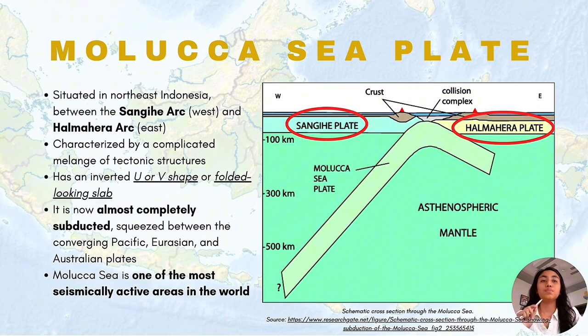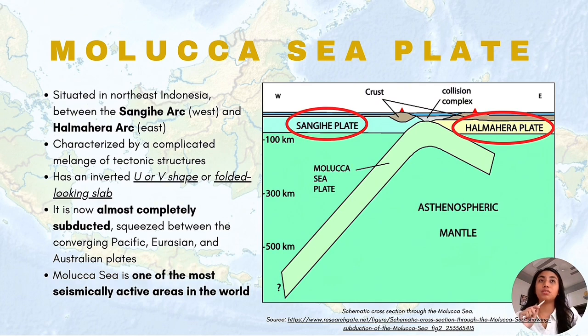In 3D seismic tomography models, the Molucca Sea Plate appears as a folded, inverted U or V-shaped slab, a clear visual indicator of it being pulled in both directions. It is currently almost completely subducted, squeezed between three converging giants, the Pacific, Eurasian, and Australian plates. Due to its unique tectonic setting, the Molucca Sea has become one of the most seismically active regions in the world.